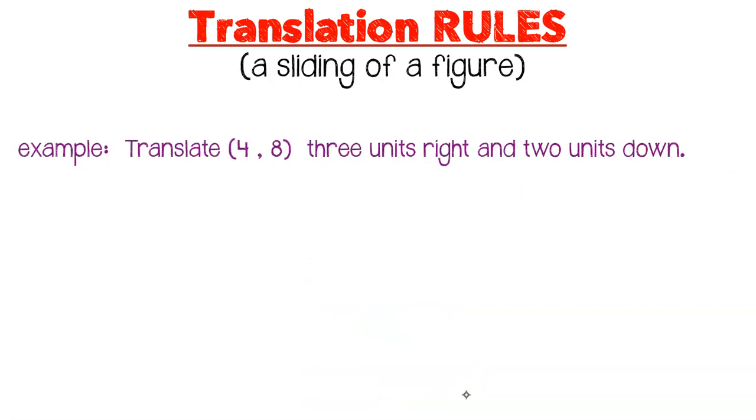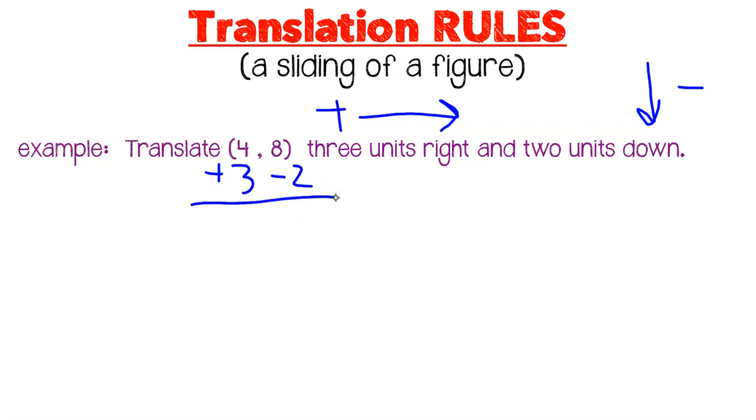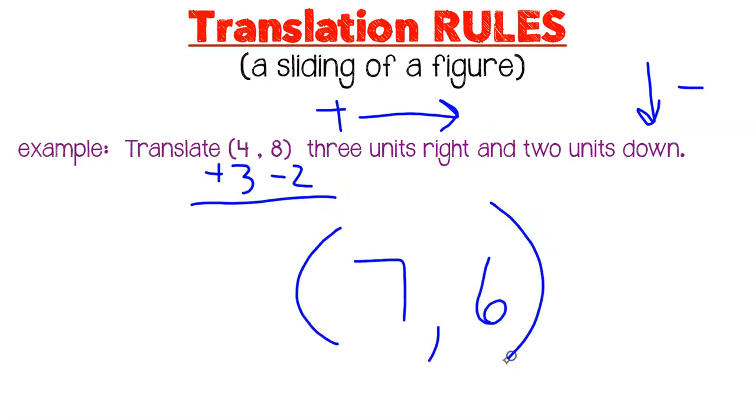Let's try another one. Translate the point (4, 8), 3 units right and 2 units down. Remember, right is getting larger, down is getting smaller. 3 units right means you add 3. 2 units down means you subtract 2. And that's all you need to do.